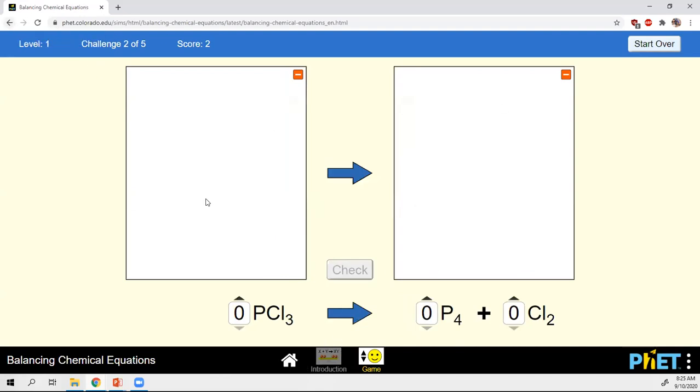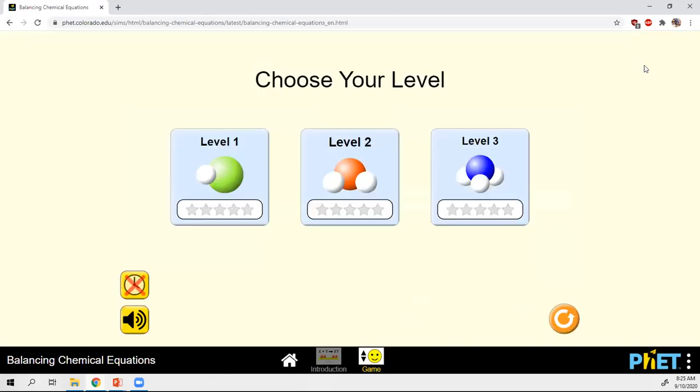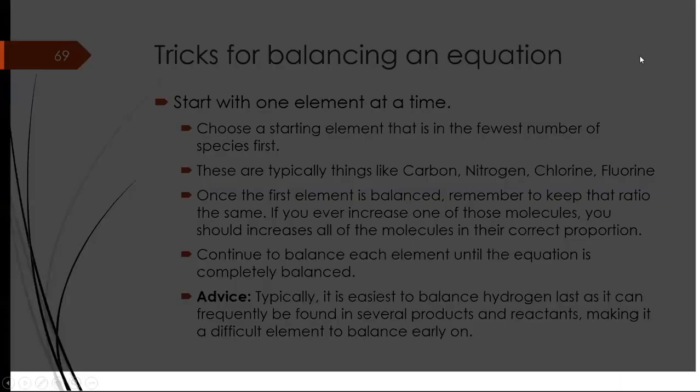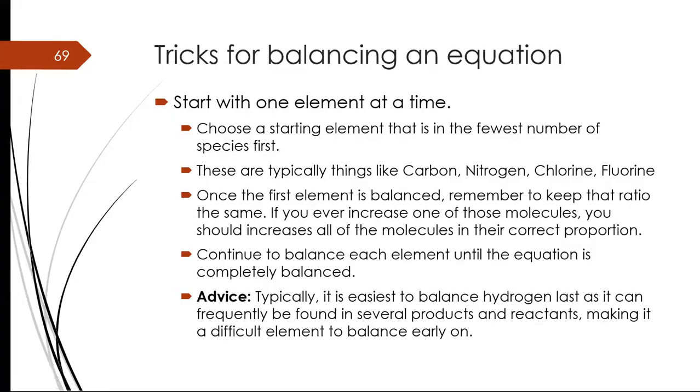They have different difficulties. You can play on the harder ones. And then it's got a lot going on, and so then you have to work on balancing those as well. And so that's a good tool to practice with as you're going through and doing your balancing.